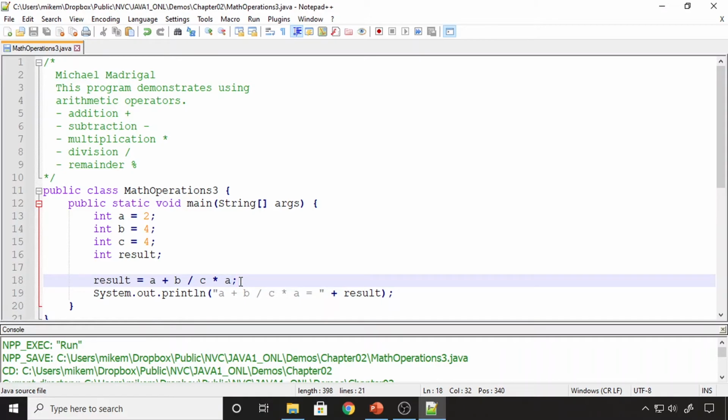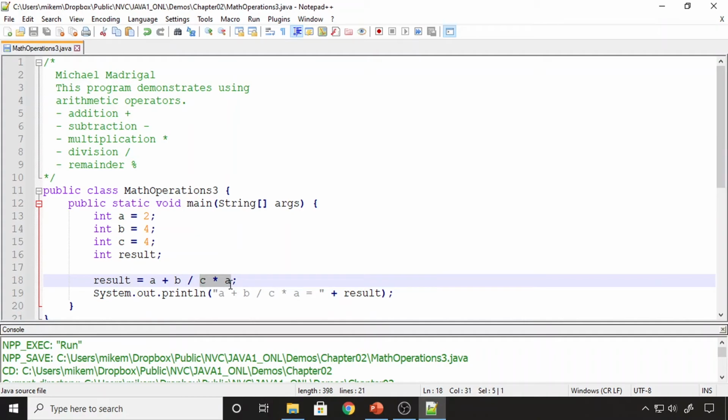So if multiplication and division are done at the same time from left to right, that means the B is going to be divided before the C. Students seem to think that the C should be multiplied to the A first, and then this will occur. Okay, that's wrong. Multiplication and division are done at the same time from left to right. So knowing that, the result that I'm going to expect is B divided by C. B is 4, C is 4, so I'm expecting this to equate to 1, and then I'm going to multiply that by A. A is 2, so I'm expecting a 2 here, and then A here is 2. So I'm expecting the result of this to be 4.